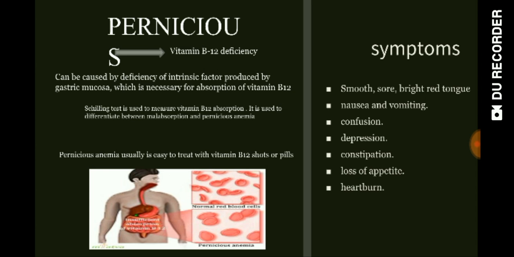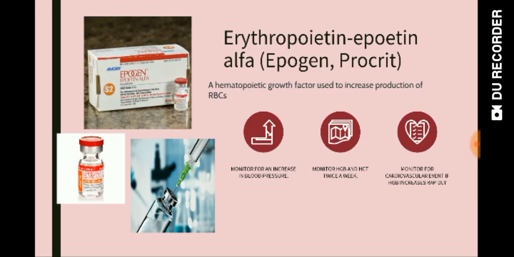Symptoms: the main one is a smooth, sore, bright red tongue. The others are nausea, vomiting, confusion, depression, constipation, loss of appetite, and heartburn. And finally, we get to some treatments here.